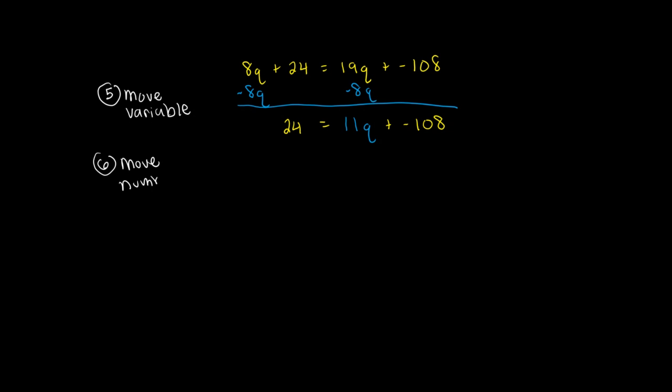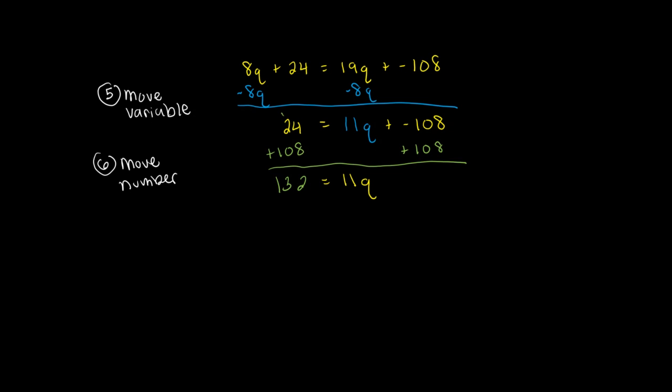And now let's move our number. So now let's move the 108. And if it's negative or you see a minus, you do the opposite. So we're going to add 108 to both sides. So 24 plus 108 is 132. So we got 132 equals 11q.